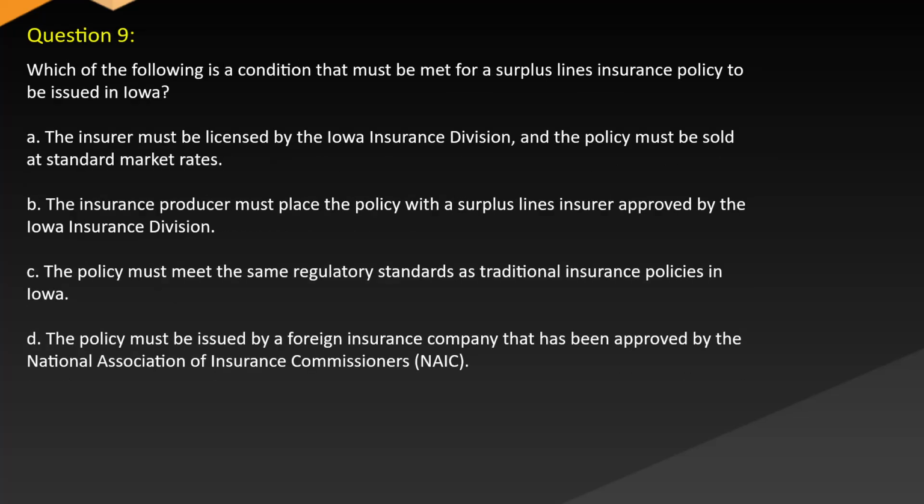Question 9. Which of the following is a condition that must be met for a surplus lines insurance policy to be issued in Iowa? A. The insurer must be licensed by the Iowa Insurance Division and the policy must be sold at standard market rates. B. The insurance producer must place the policy with a surplus lines insurer approved by the Iowa Insurance Division. C. The policy must meet the same regulatory standards as traditional insurance policies in Iowa. D. The policy must be issued by a foreign insurance company that has been approved by the National Association of Insurance Commissioners (NAIC).